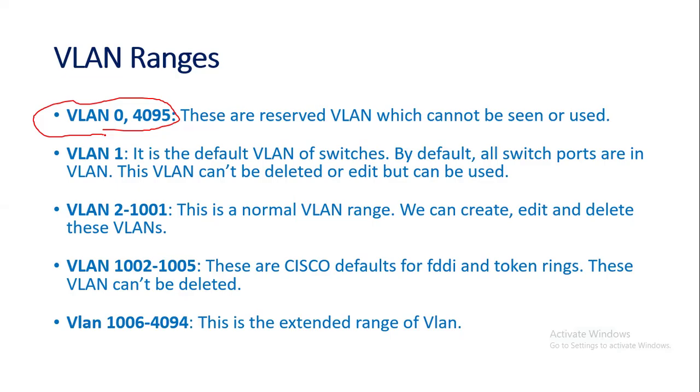But the final count, how many VLANs do we have? 0 to 4095. Now VLAN 1 is called the native VLAN, and it is there by default. You don't need to configure it anywhere. By default, VLAN 1 is there. The next range is VLAN 2 to 1001, and you can create, edit and delete these. But one concept is there: VLAN 1 you cannot delete or edit. But VLAN 2 to 1001, you can create, edit and delete.